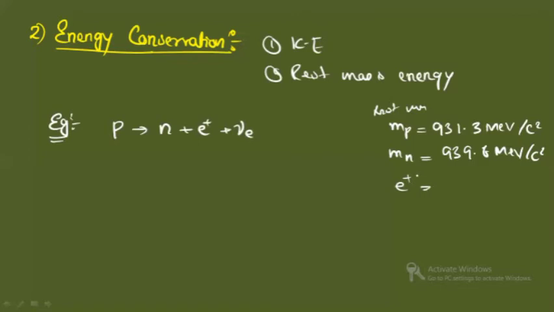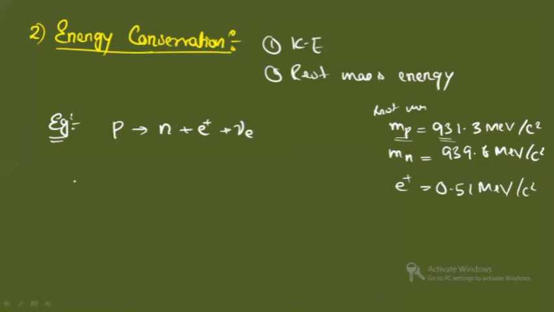We know electron and positron have the same rest mass, so it is 0.51 MeV/c². Neutrino is massless, so it will not have any rest mass. Clear? Now if we see in this case, on the left hand side, the rest mass of proton is 931, but the rest mass of neutron is 939. So the rest mass of proton is less than that of neutron.